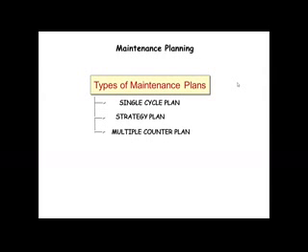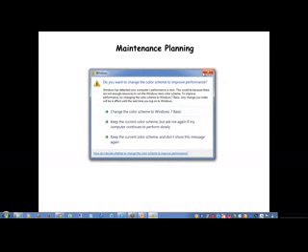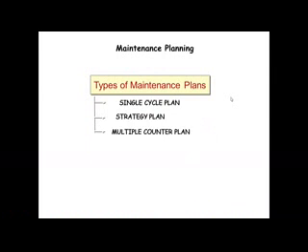Okay, understood. And the multiple counter plan is nothing but 2 counters being available. For example, let us say I want to do maintenance for a pump when the pump runs for 3000 running hours, or when it delivers some 5000 or 20,000 liters of oil or petrol or diesel. So there are 2 counters involved. Based on the dual counter, we can do the maintenance activity.